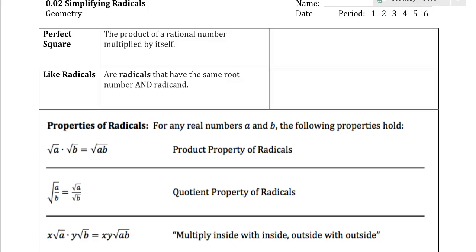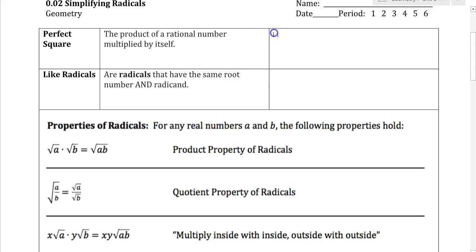Hello. Today we're going to do simplifying radicals. So radicals are the product of a rational number multiplied by itself and then under a square root. A perfect square is the product of a rational number and itself. Radicals are when those are under square roots.